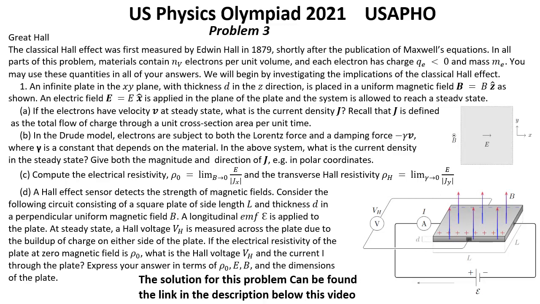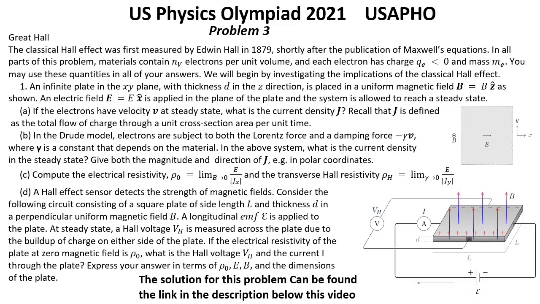Part 1. An infinite plate in the XY plane with a thickness d in the z direction is placed in a uniform magnetic field B equal B multiplied by unit vector z as shown. An electric field E equal E multiplied by unit vector x is applied in the plane of the plate and the system is allowed to reach a steady state.